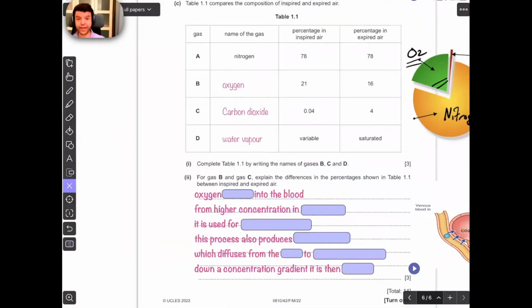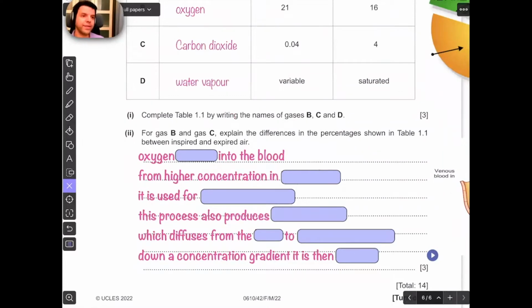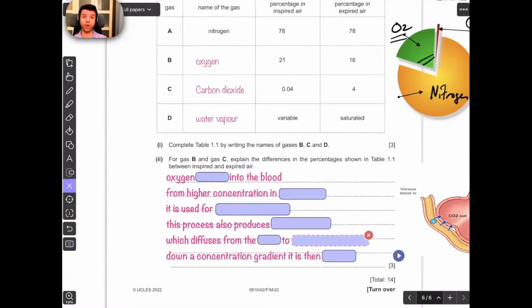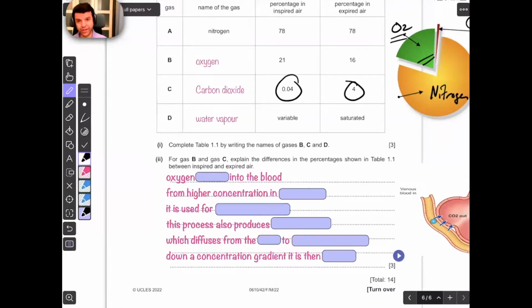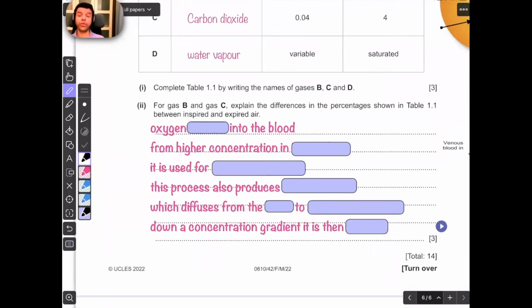So they're asking us now, after this, to explain why it is that the oxygen decreases. The oxygen is way more in the air you breathe in than the air you breathe out. And carbon dioxide is way more in the air you breathe out than the one you breathe in. So why is it that this number is greater than this number? And why is 21 greater than 16? The answer has to do with what? The answer has to do with gas exchange in your alveoli.